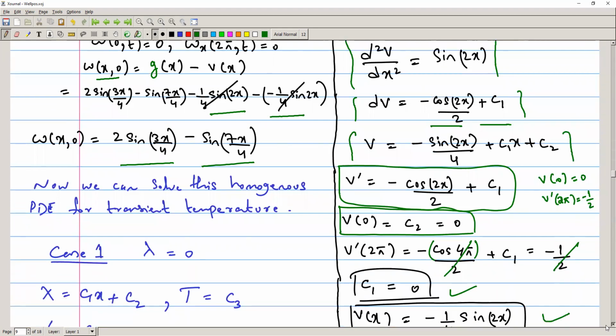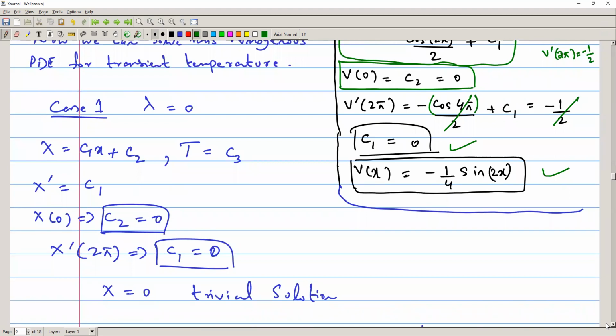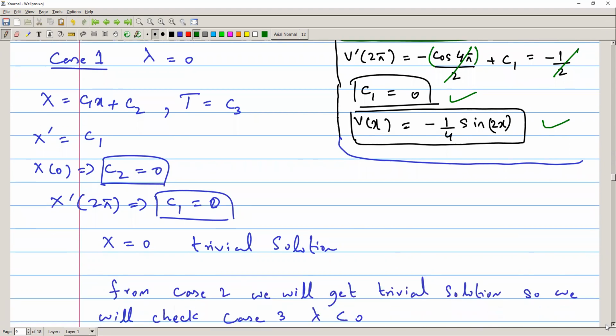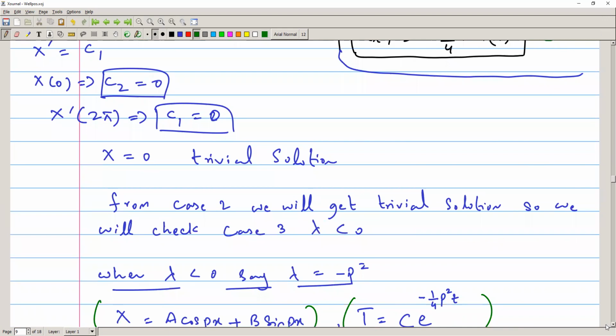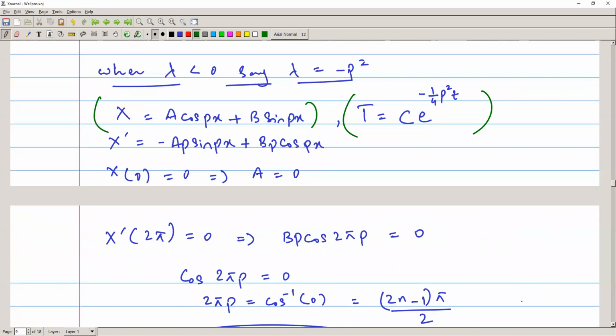Now we can solve the homogeneous PDE. And for case 1, we know that it will have a trivial solution. We already solved these in the previous lessons, right? So if you can remember, it's good. You don't need to solve it. You can just write directly the answer that this case will give a trivial solution. And again, case 2 will also give a trivial solution. So we will be left with case 3, right? So for case 3, that is lambda equals negative p square.